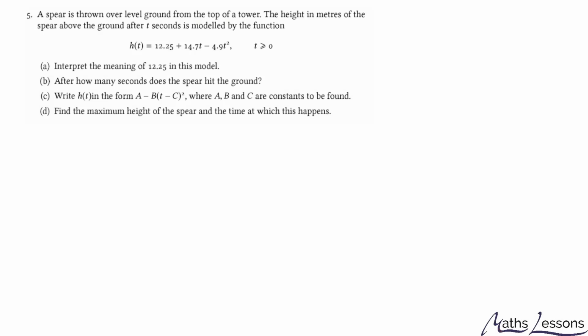Okay, in this question we've got a spear being thrown over level ground from the top of a tower, and its height is modelled by this equation. We want to interpret the meaning of 12.25. Well, if we put t equals 0 into this, that's going to be the position at time equals 0. So therefore that is the height of the tower. So 12.25 is the height of the tower.